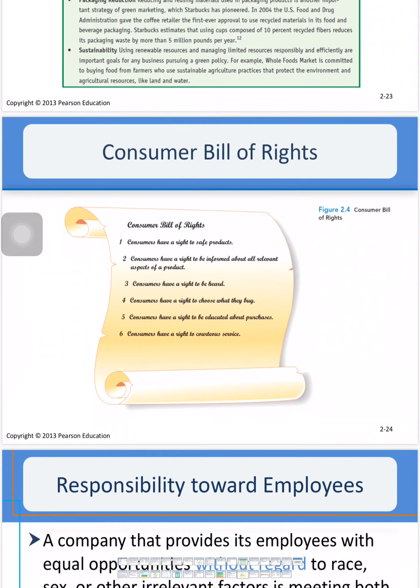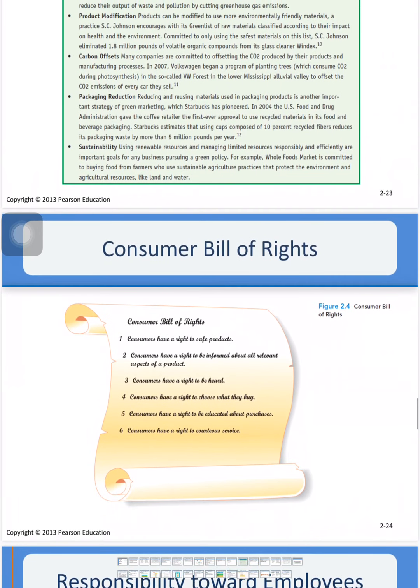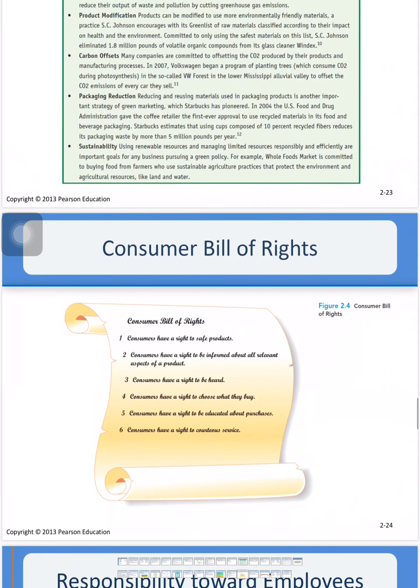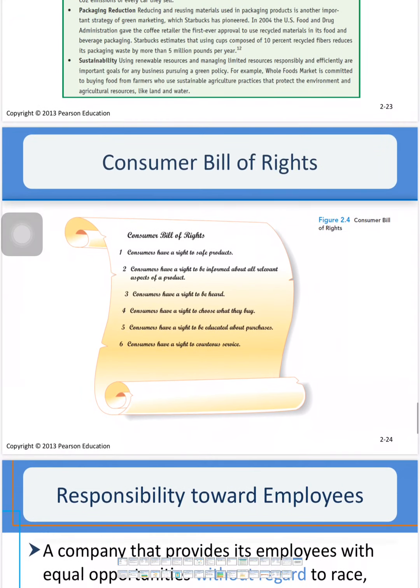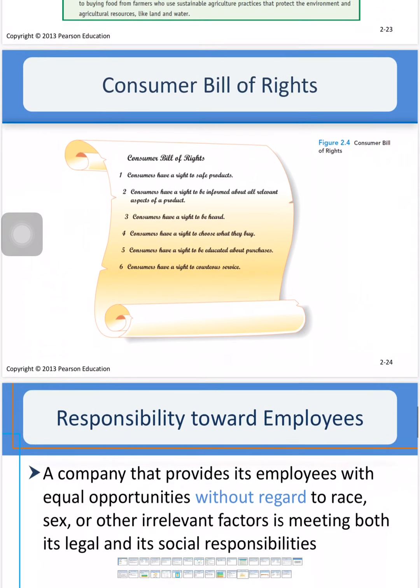Next is consumer bill of rights. Okay, this is consumer bill of rights, consumerism. You can read it on your own.